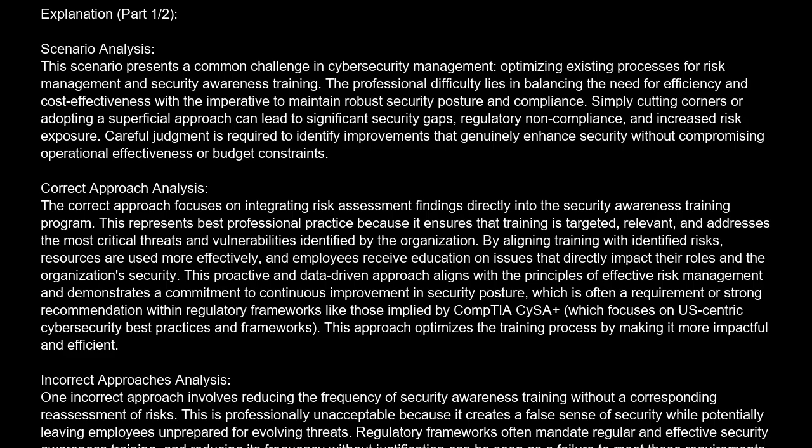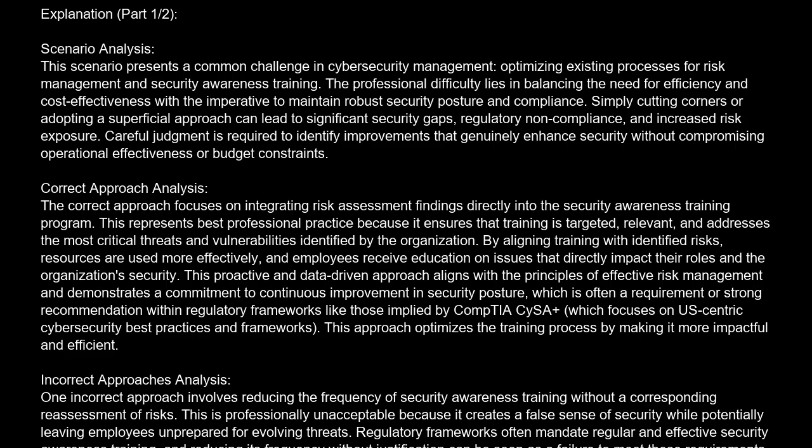This proactive and data-driven approach aligns with the principles of effective risk management and demonstrates a commitment to continuous improvement in security posture, which is often a requirement or strong recommendation within regulatory frameworks like those implied by CompTIA CySA+, which focuses on U.S.-centric cybersecurity best practices and frameworks. This approach optimizes the training process by making it more impactful and efficient.